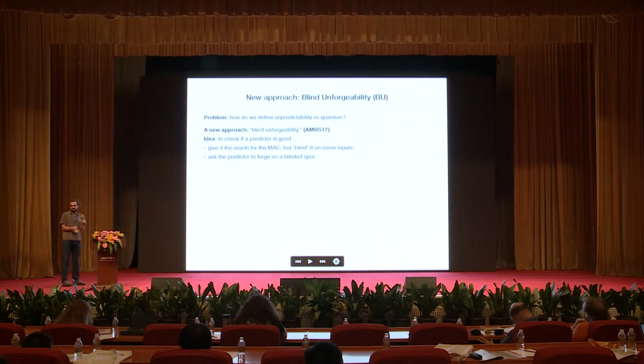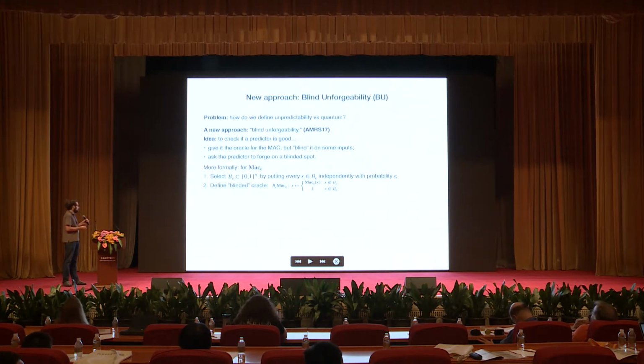And we came up with a new approach, and that's basically: what if we can't compare the queries and the forgery, we can just make an artificial oracle that refuses to correctly answer on some inputs and then ask the adversary to forge on these particular inputs. So basically, we blind the oracle to give dummy answers on a subset, and then we ask the predictor to predict the value on this blinded set of inputs.